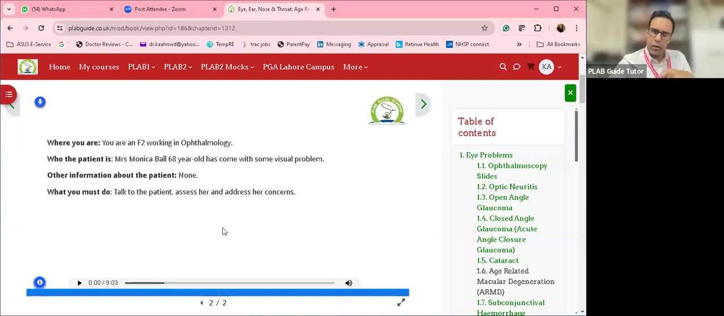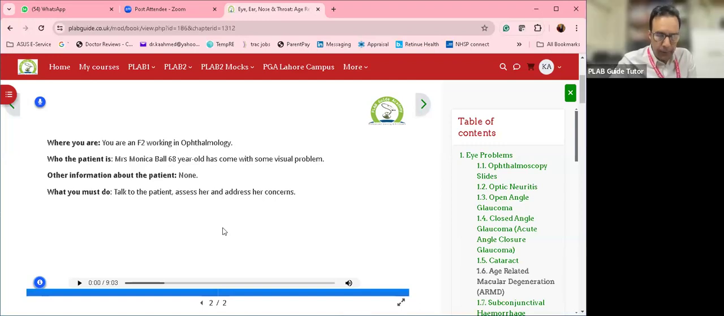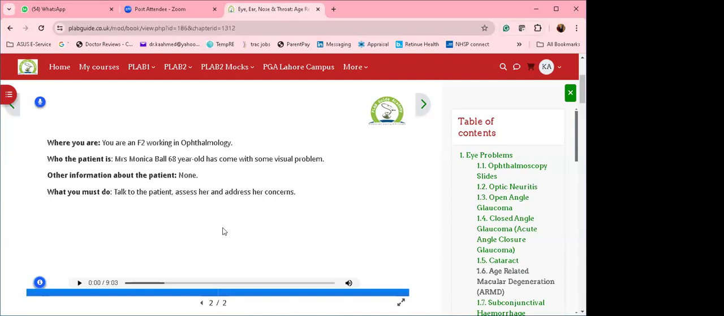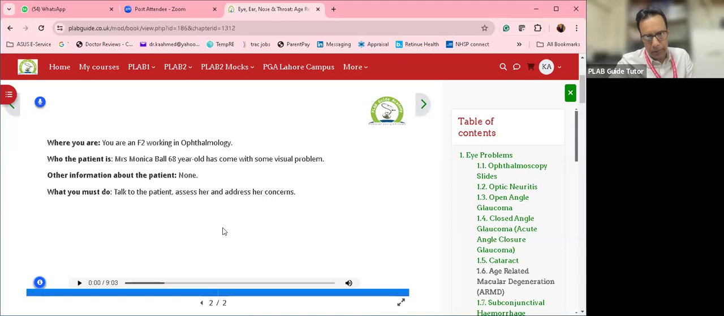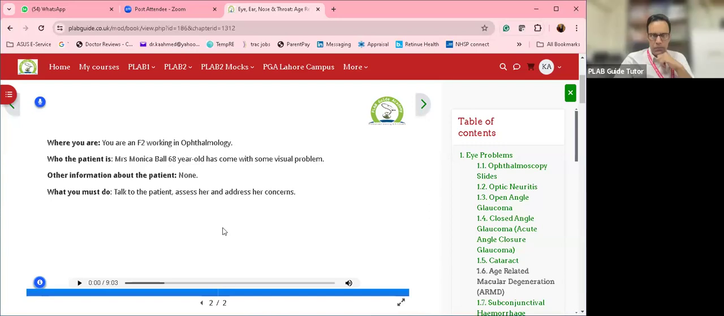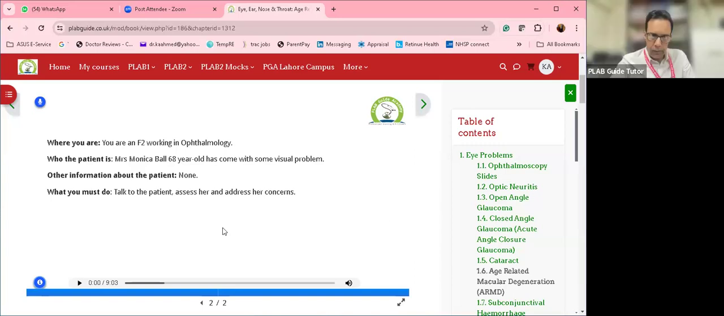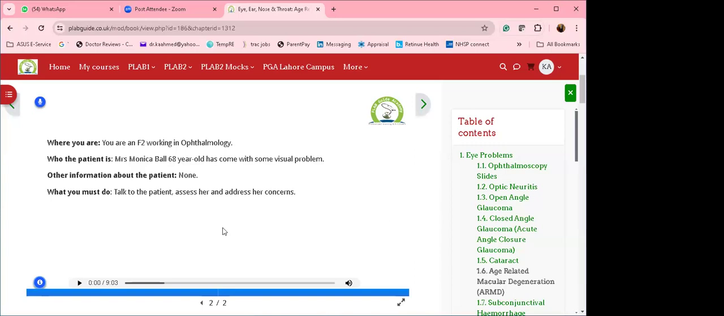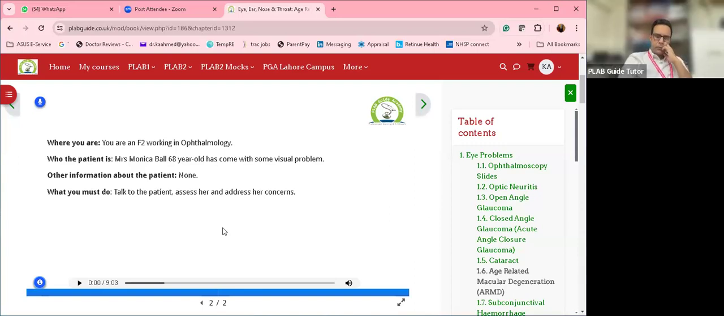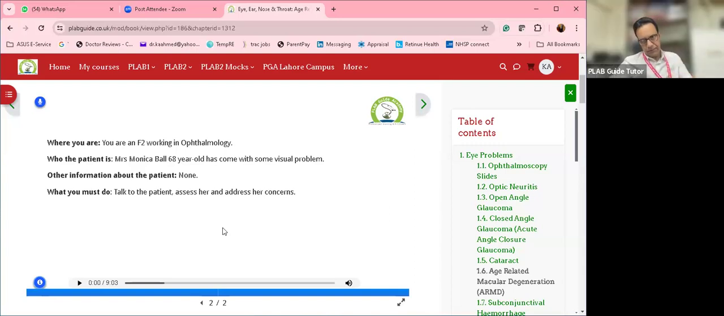Is it usually unilateral or bilateral? The patient will usually come with bilateral symptoms, especially in dry age-related macular degeneration. The patient will tell you that they are struggling to see, just like cataract. It will not be acute in onset. I'm talking about dry age-related macular degeneration first. Forget about the wet form. Dry age-related macular degeneration is chronic in nature, slowly progressive, painless and bilateral, just like cataract.